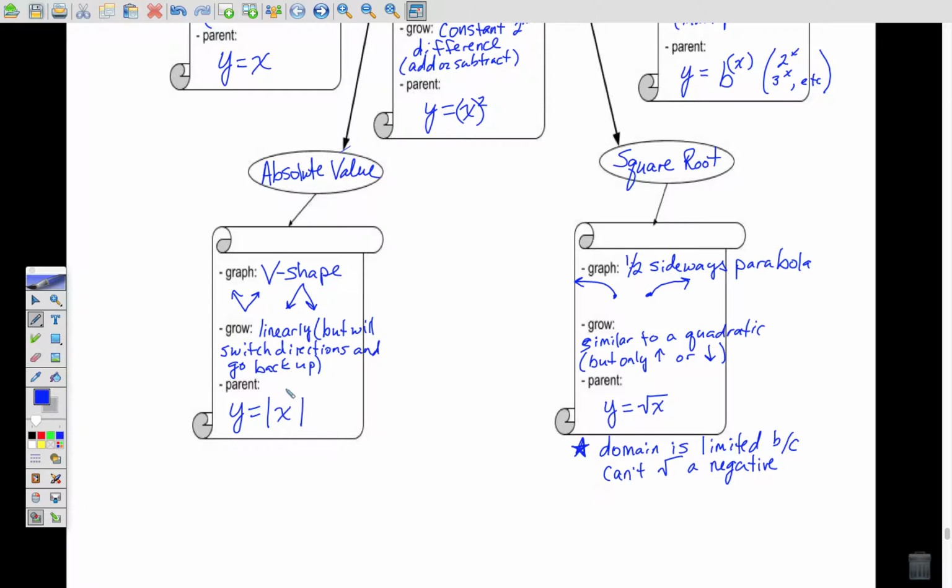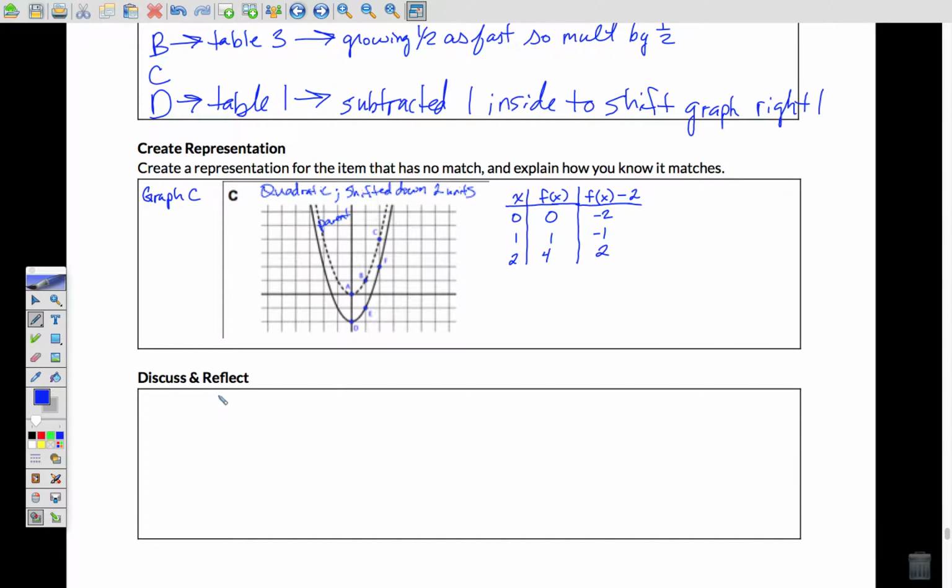So it's happening inside the absolute value bars or outside. And then for square root functions, our grouping symbol is the square root symbol. So something is happening inside of it or outside. Okay? And it's going to be those same rules. So let's summarize these and reflect.